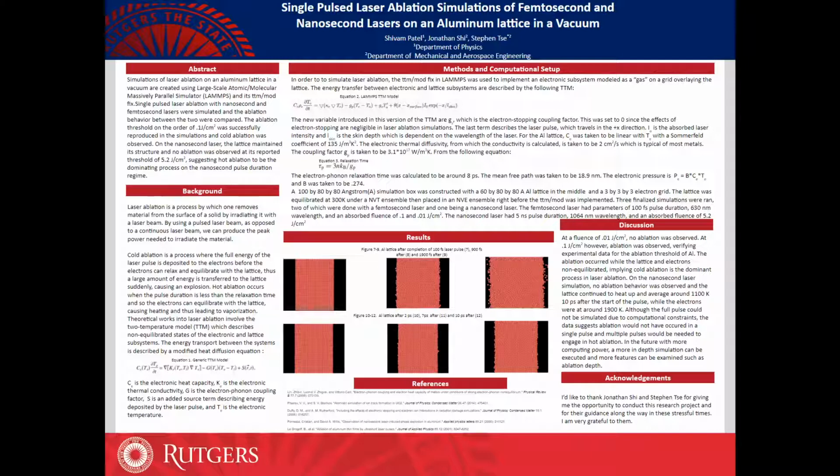A little bit of background on laser ablation. Laser ablation is a process by which one removes material from the surface of a solid by irradiating it with a laser beam. And by using a pulsed laser beam as opposed to a continuous laser beam, we can produce the peak powers needed to irradiate the material. So basically, by taking the energy of a single pulse and squeezing it down to a very short time duration, namely on the order of nanoseconds to femtoseconds, we can create very high powers needed for laser ablation.